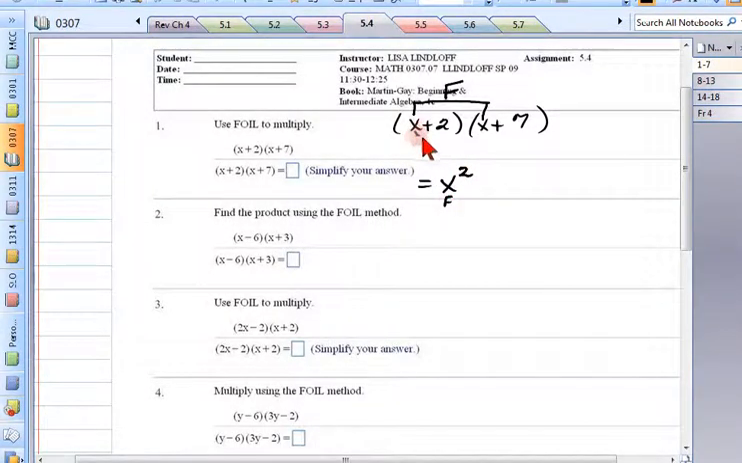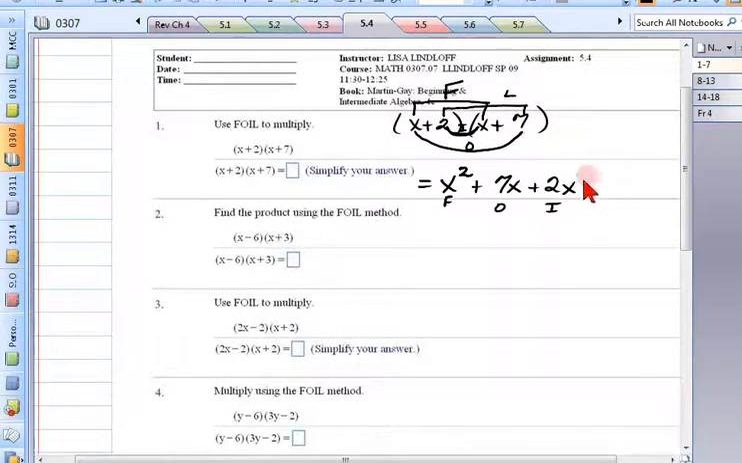Now, outer is right here. I'll put an O there. And what is x times 7? 7x. The inner product is right here. And what is the inner product? X times 2. 2x. And the last is the product of the last terms, and that is 14.